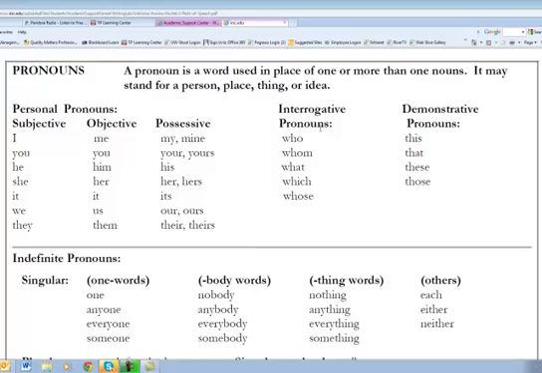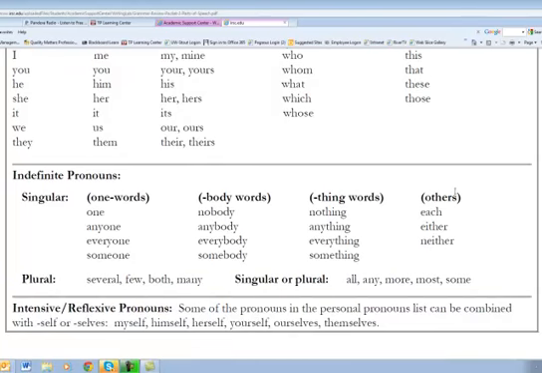And then we have interrogative pronouns and demonstrative pronouns. Take a look at those: who, whom, what, which, and whose, this, that, these, and those. We have indefinite pronouns. These are words that are not directly referring to one thing or person, but they're still taking the place of nouns. So words like one or anyone, everyone, someone, nobody, everybody, anybody, nothing, anything, everything, something, each, either, and neither.